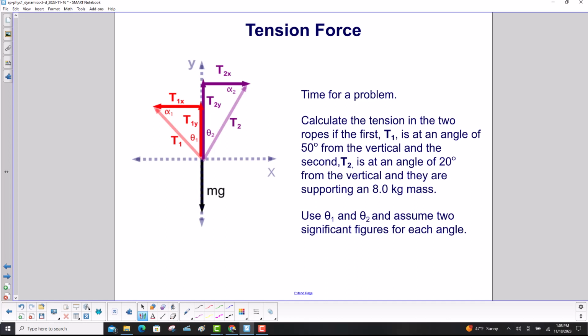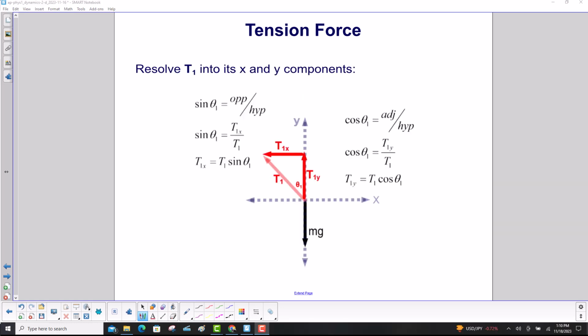And here's our problem. Calculate the tension in the two ropes, T1 and T2, if T1 is at an angle of 50 degrees from the vertical, and the second, T2, is at an angle of 20 degrees from the vertical, and they are supporting an 8 kilogram mass. Use theta 1 and theta 2, and assume 2 sig figs for each angle.